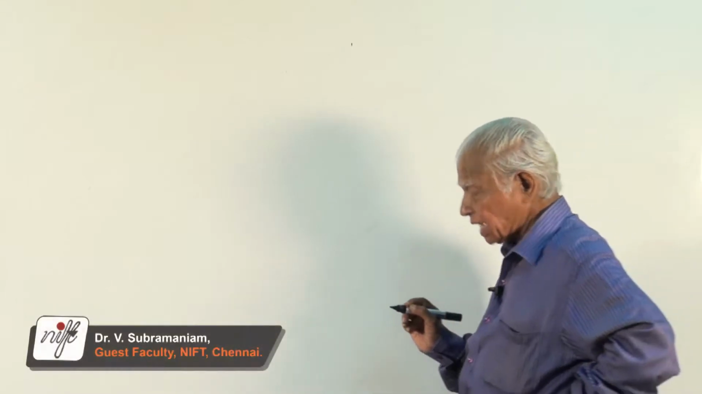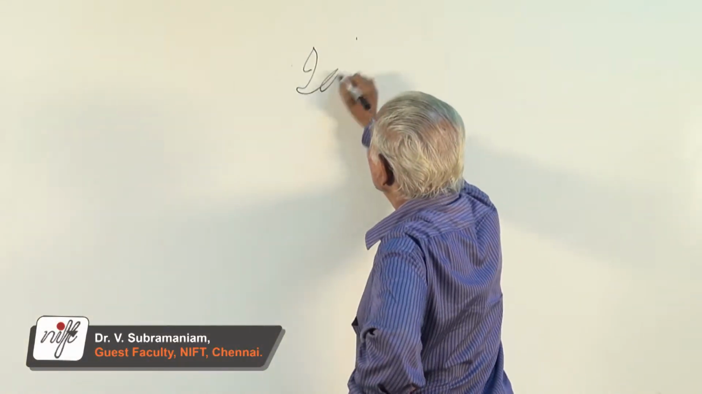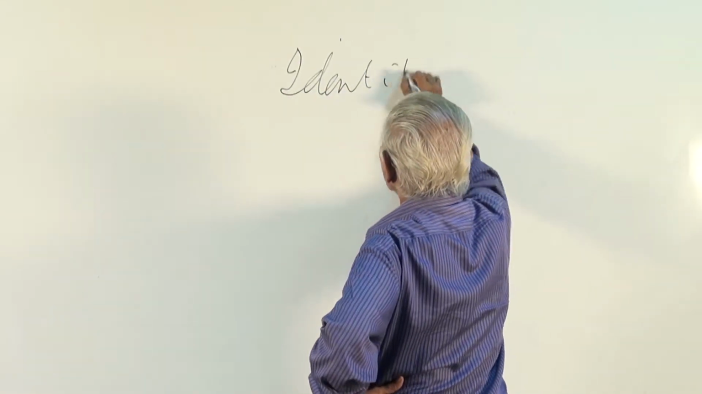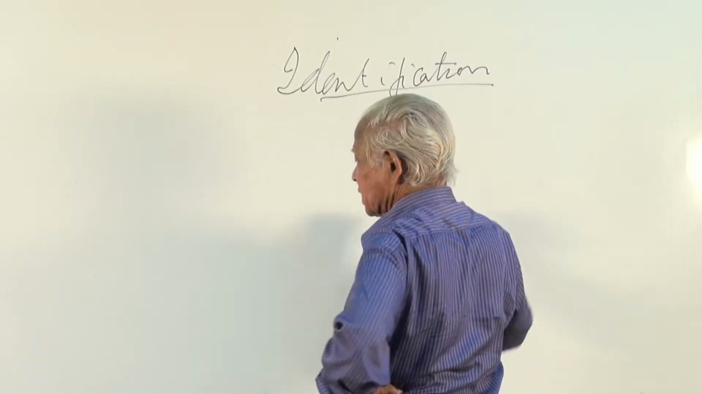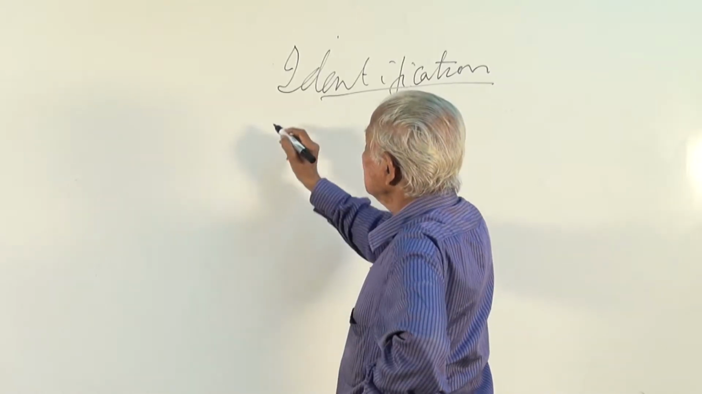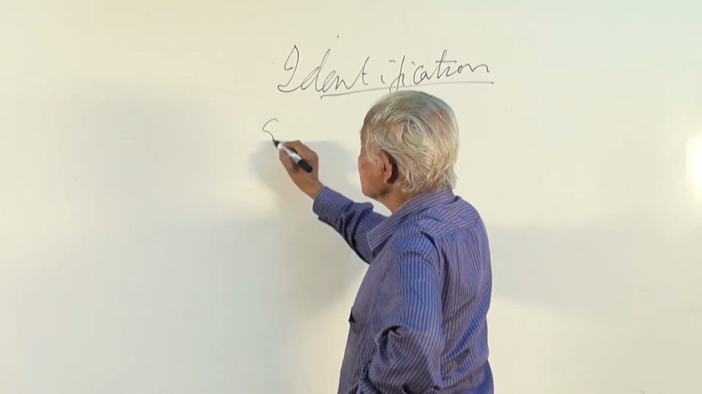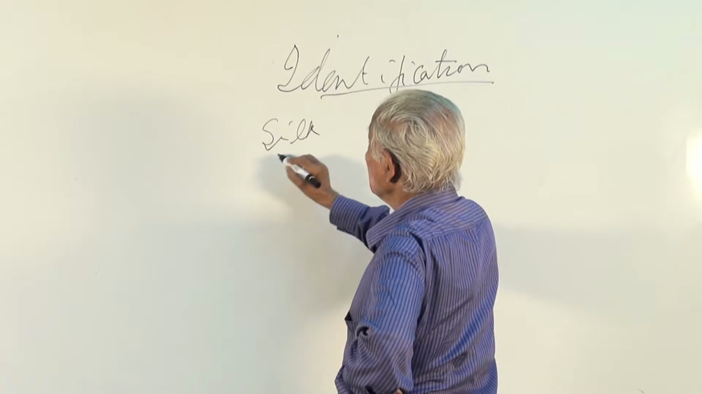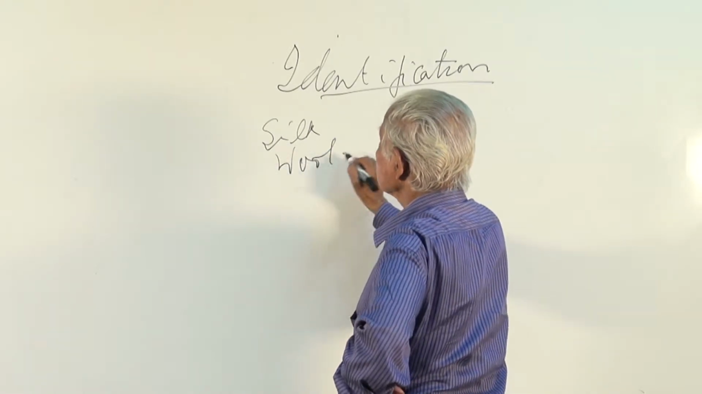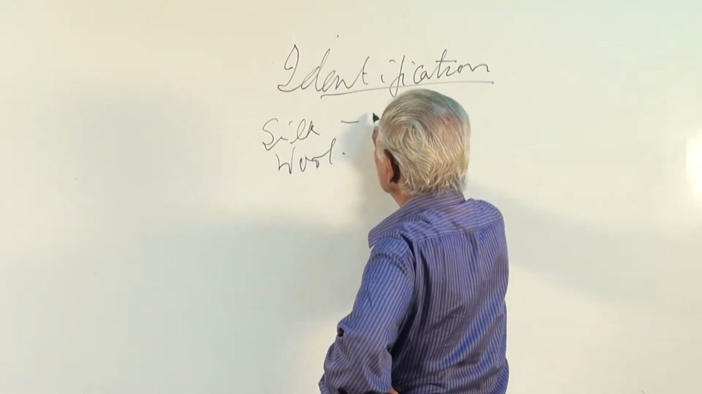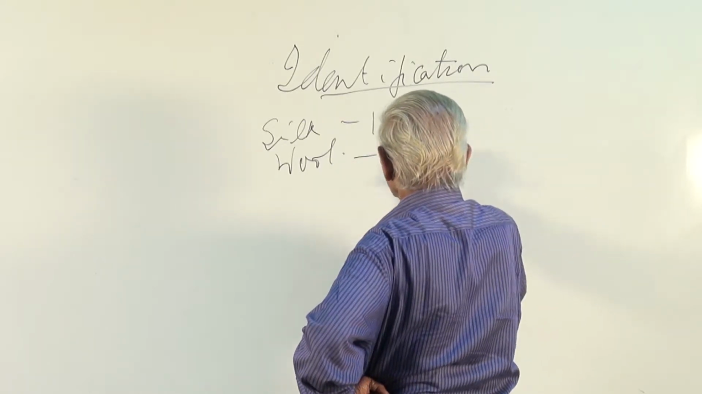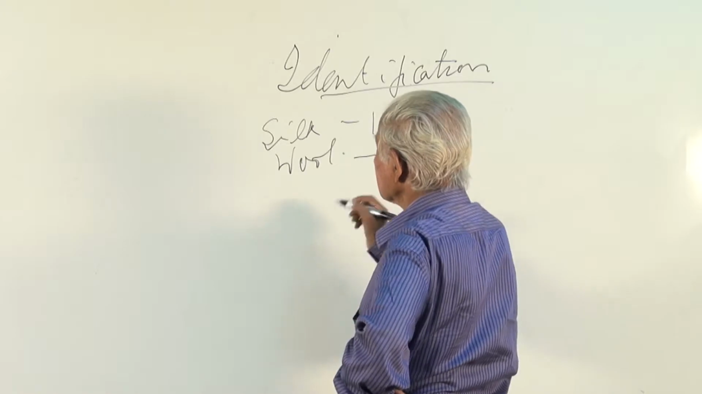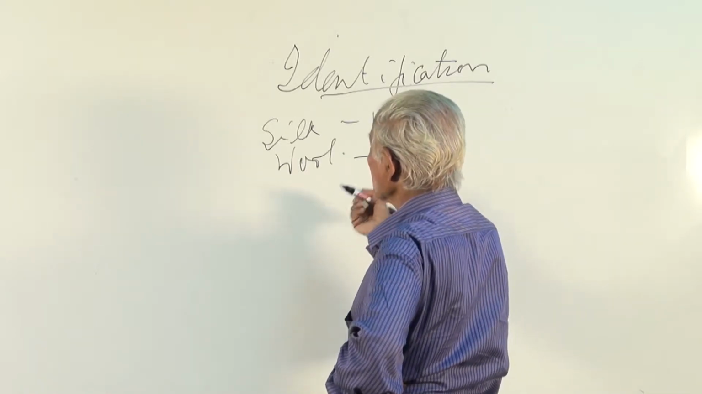We shall discuss the identification of some fibers, because it is very important that we know that a particular fiber has been used. This arises in the case of silk and wool, which are very expensive materials. If the sample is 100% silk and 100% wool, we must find out that it is so.